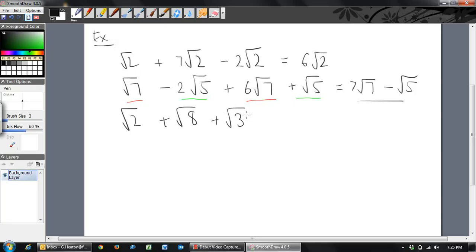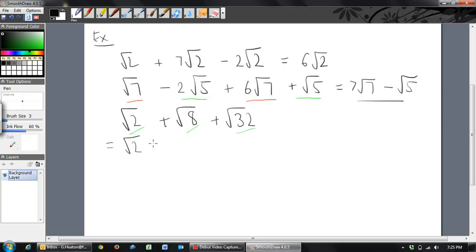Okay, let's do this one. We've got root 2 plus root 8 plus root 32. Now, we can't do anything, can we? These are not like surds here, so we can't add these together. Or can we? Well, actually, it's always preferable to simplify these things first. Root 8, we can simplify this surd, and root 32, we can simplify that as well. Root 2 can't be simplified, we'll leave that as root 2.